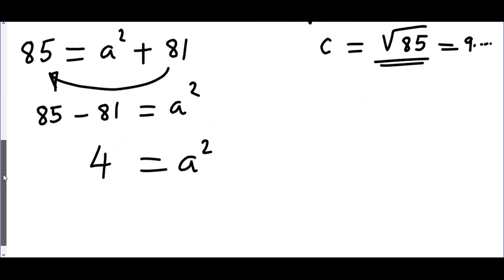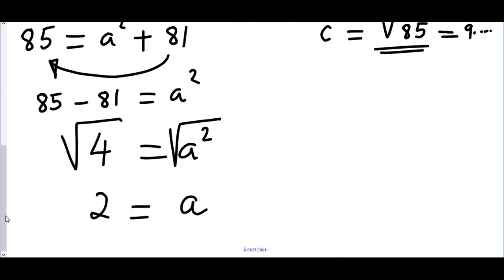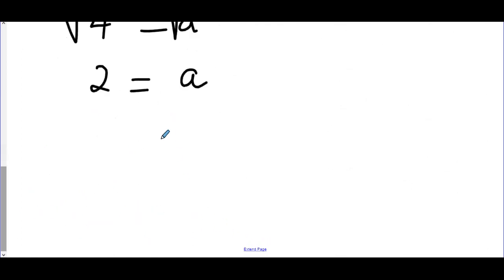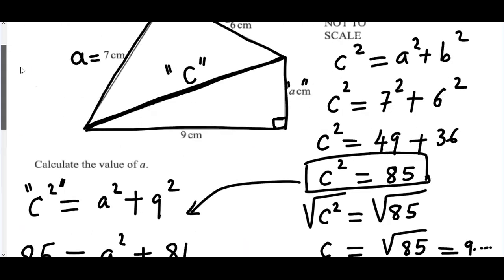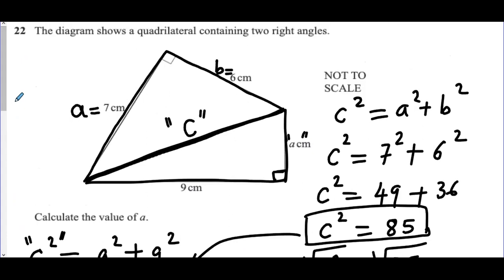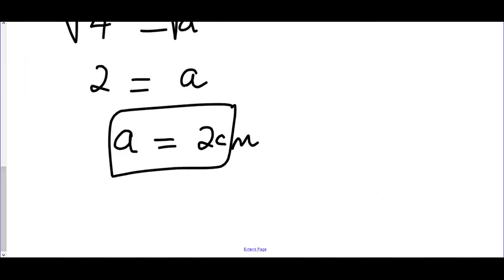Now the question is not to look for A square, the question is to find the value of A. So I'll be applying square root on both sides, and then I'll be getting 2 equals the value of A. If you swap that, you're going to end up getting A equals 2 centimeters. So I hope that question is clear and the value of A is 2, all right?